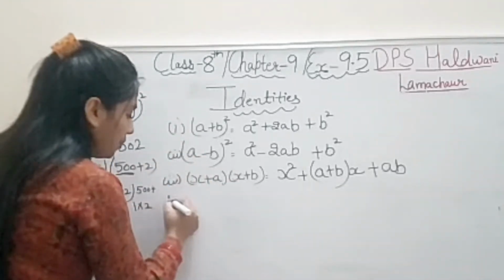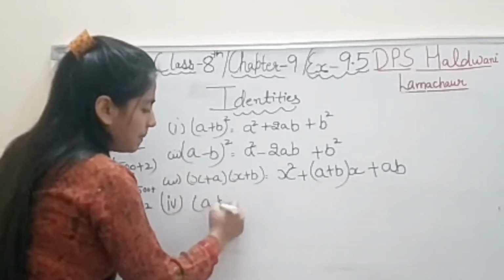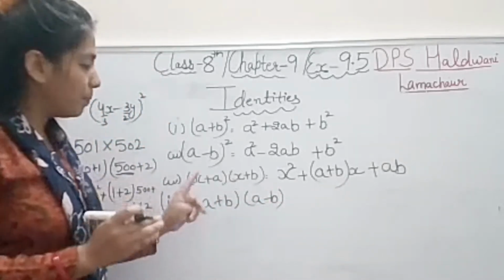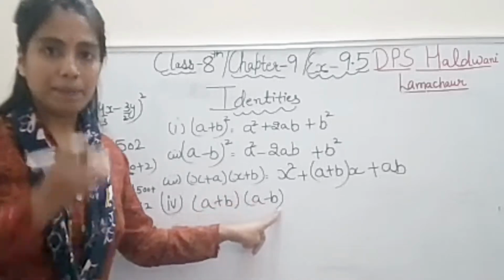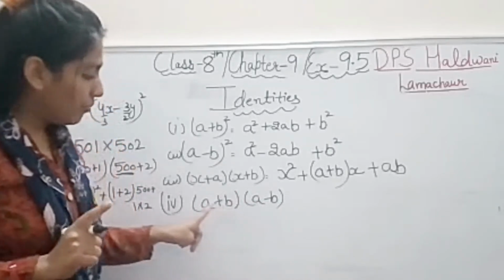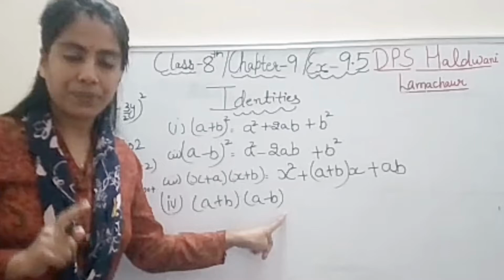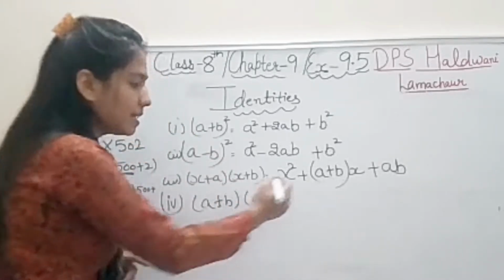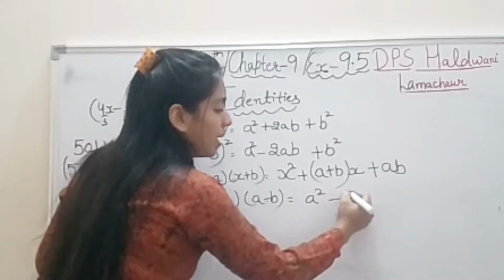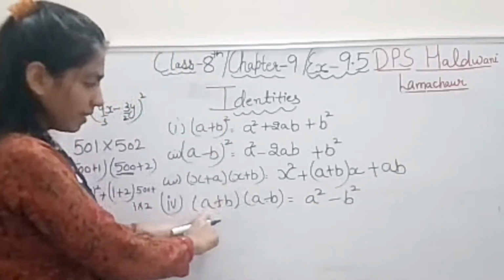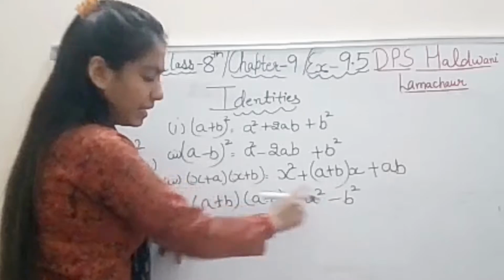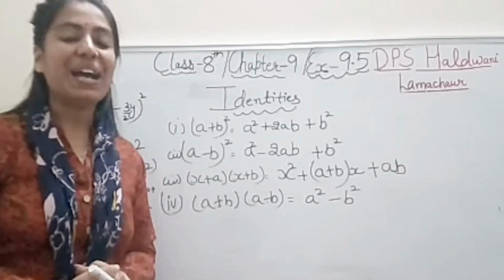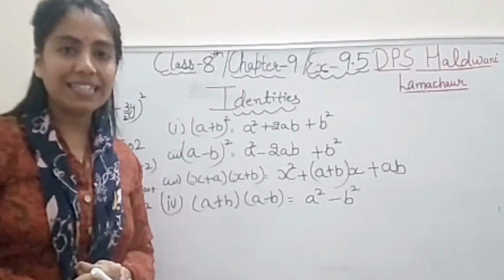The last identity we have is (a plus b)(a minus b). It means the same terms a, b, whatever values, like 4 plus 3 and 4 minus 3. If the a, b values are the same but the signs are different, plus and minus, then the formula will be a square minus b square. Right students? I hope you got these identities.